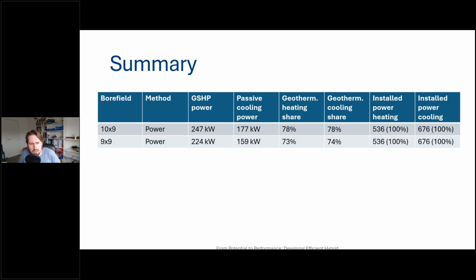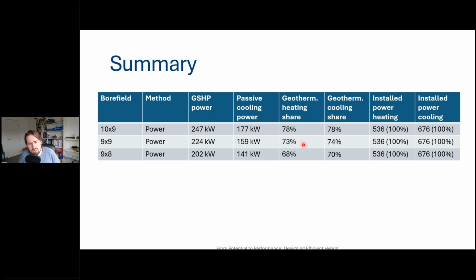We said, well, we made this a little bit smaller, and we see that the geothermal heating and cooling share dropped a little bit, but the installed power, of course, stayed the same. We decided to do this once again. It dropped even more. And then we said, well, this scenario is perhaps, just as an example, not financially ideal. We will continue working with the 9x9, but we now optimized it with the energy in mind.